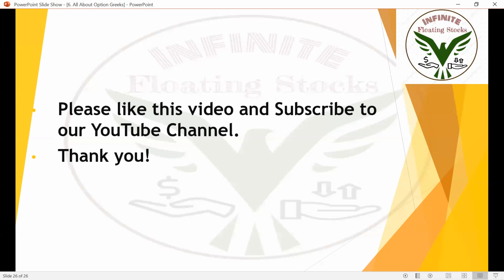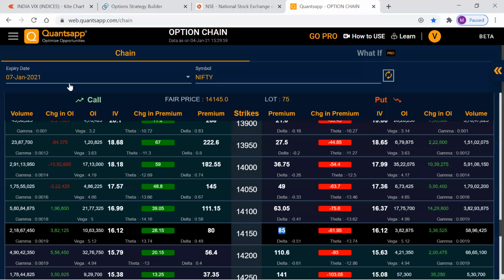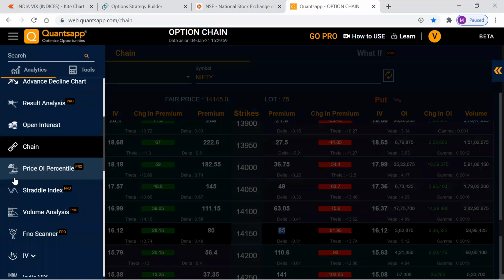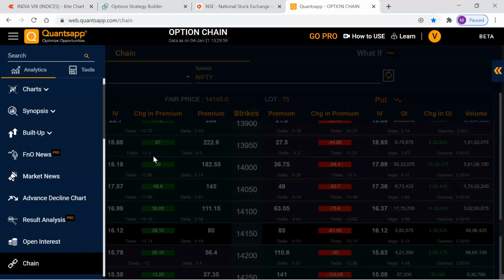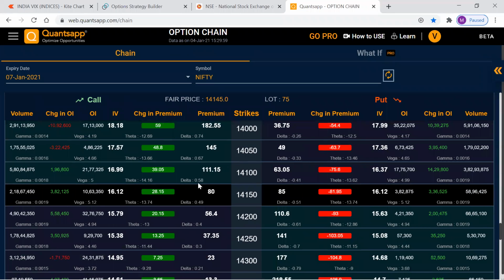And where do you see the value of option Greeks? Simple, go to Google, type in Quants app, select the first link, log in to Quants app, and click on the top left banner, come down and click on chain. Wait, I'll show you. Yeah, this is the top left banner, and you need to click on this chain. After clicking on that, you'll get this layout, and you'll be able to see delta, theta, vega, and gamma for each and every strike.